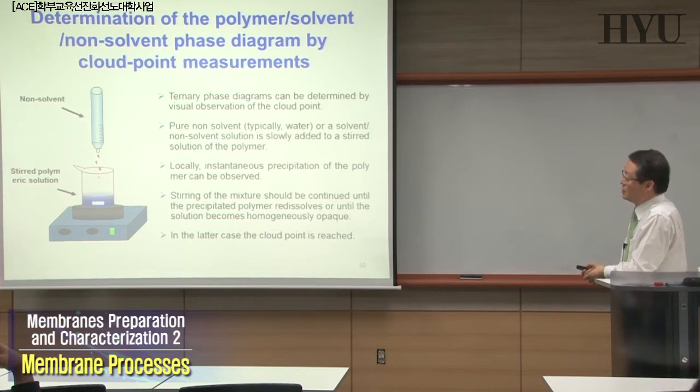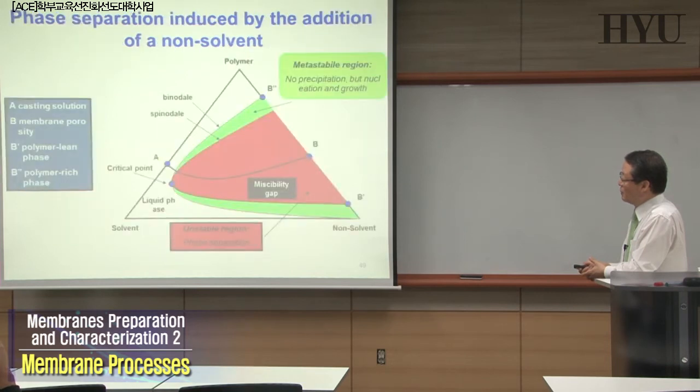This cloud point measurement is very important to determine your binodal points, and typically it's done manually, but these days there's light scattering. The laser detects the time and the amount of non-solvent added, so you can just stop the non-solvent addition and determine the amount of non-solvent added to your polymer solution, and that's the point where you determine these points. Okay?